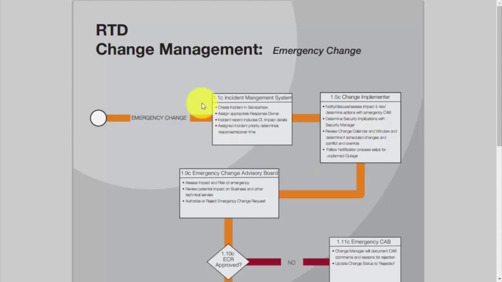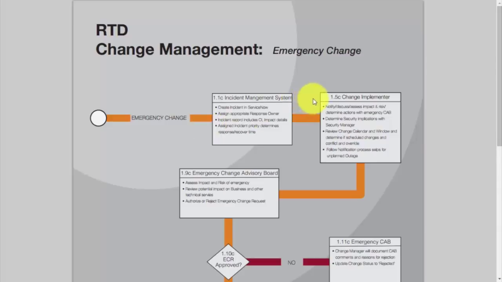If a change is deemed an emergency change, the first step is in relation to the incident management system. This would be the responsibility of the critical incident owner, who would need to create the incident in ServiceNow and assign the appropriate response owner. That incident record is going to include the configuration item that is impacted, as well as impact details. And it will be the assigned incident priority that will determine the appropriate response and recovery time.